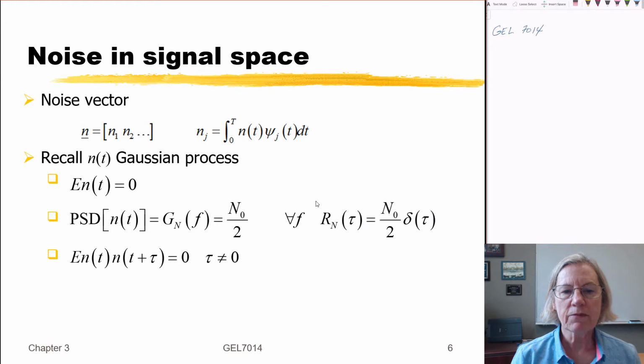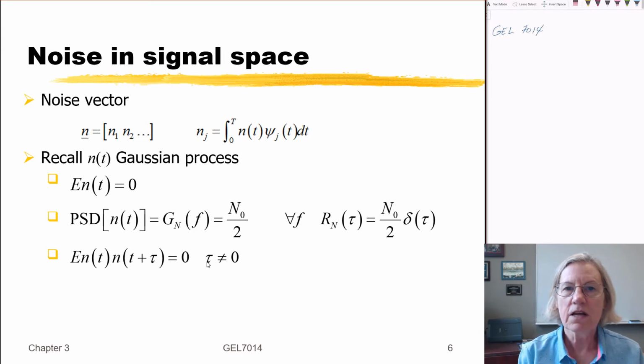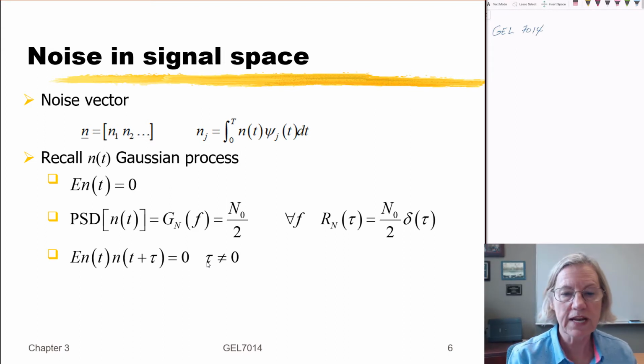So what does that mean when we say that the autocorrelation function is this Dirac? Well, the autocorrelation function for a random process is by definition the expected value of n(t) times n(t) displaced by some lag tau. So what we know is that this expected value will be 0 for any delay which is not identically 0. Of course, if it's identically 0, it's the signal correlated with itself, which would not be 0.